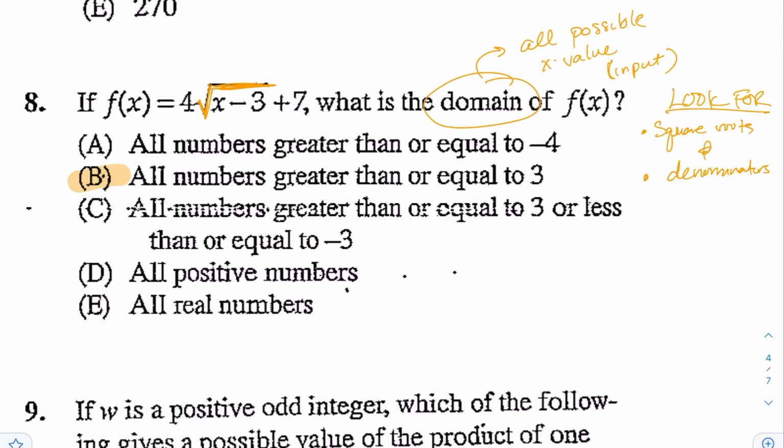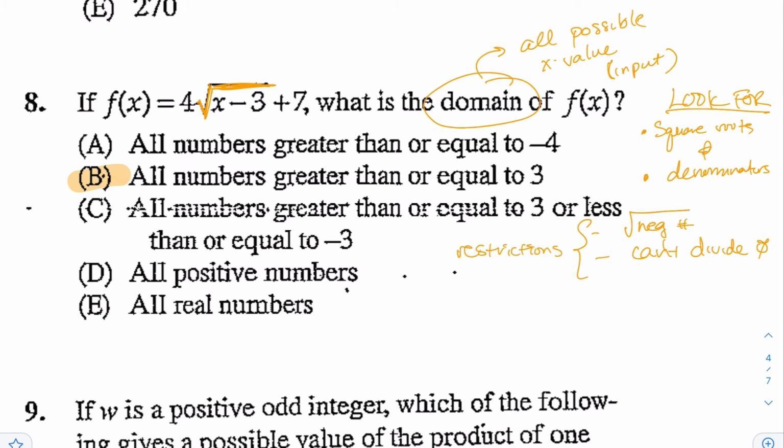The reason why we look for denominators is because you can't divide by 0. So that's going to put a restriction on the domain of the input of this function. And the reason why we look for square roots is because you can't do the square root of a negative number. So both of these rules, these cardinal rules of math, are restrictions.